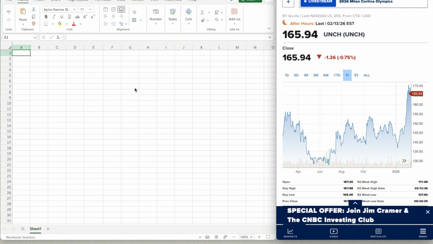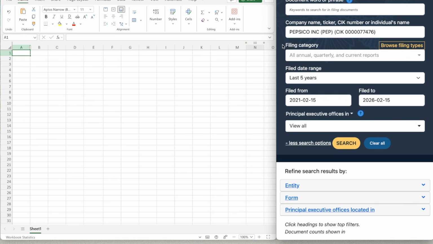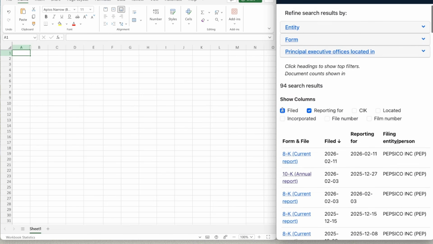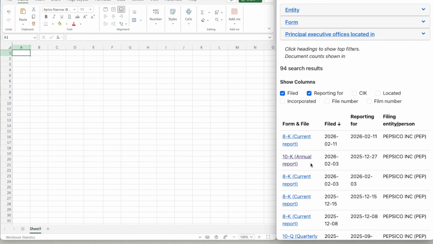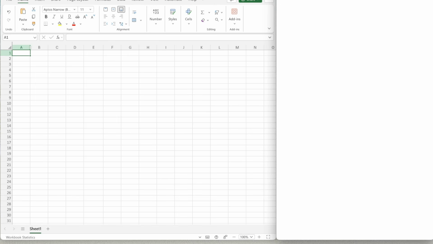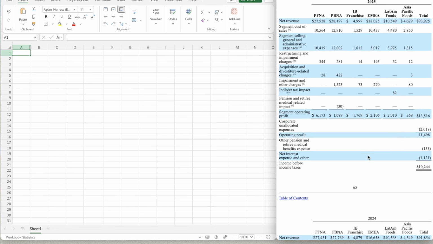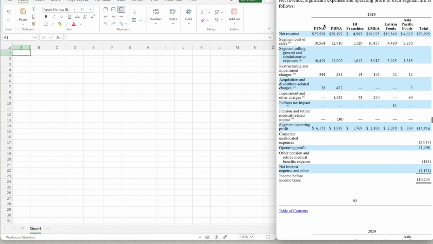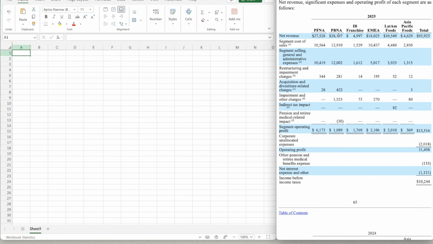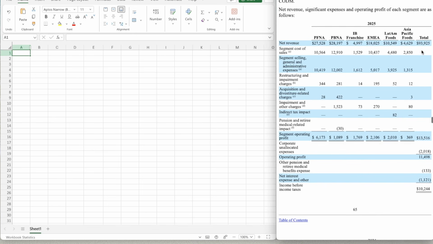First things first, open up your spreadsheet, go to the SEC website, and search for the ticker PepsiCo. The ticker is PEP. For the filing category, go to annual, quarterly, and current reports, and it should be the first one. Open this 10K up. Once that's open, come to page 65, and this will give us a breakdown of each revenue segment for the company.